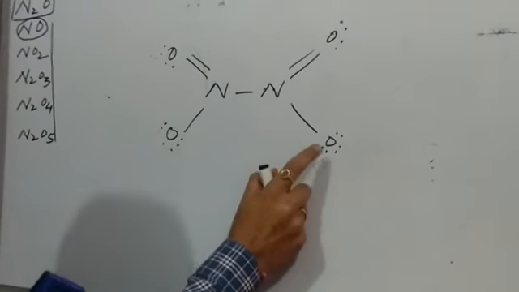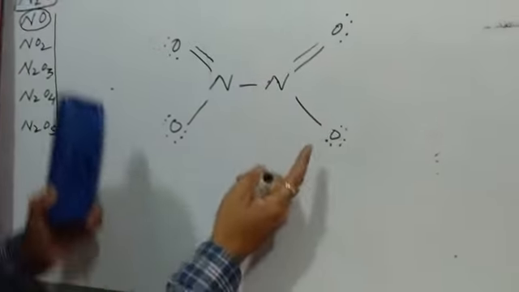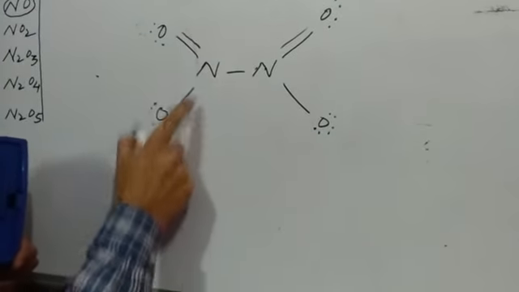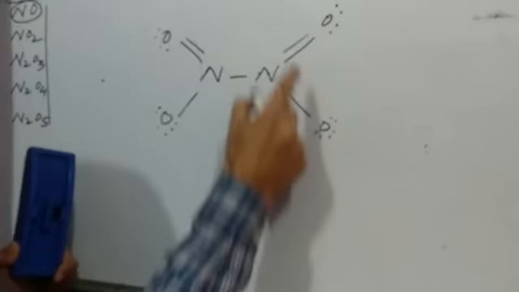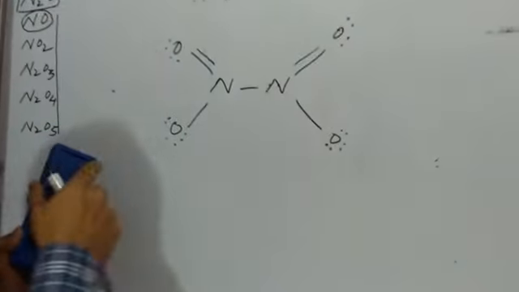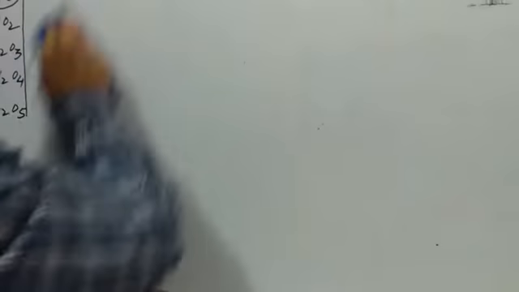We can shift this oxygen here. We can change this structure. For example, this double bond can go here and this single here. Then this single here and this double here. It can be another resonating structure of N2O4.